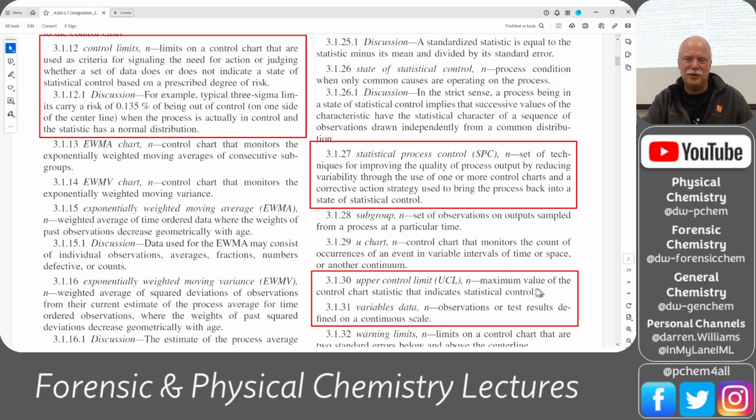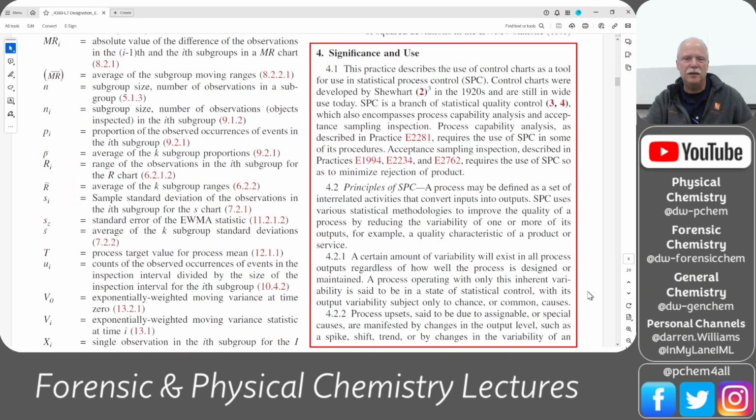And then there's the upper control limit, which we're going to use as 2 sigma above the mean. Okay. Now, let's talk about the significance of statistical process control. This is the main part: the principles of statistical process control.